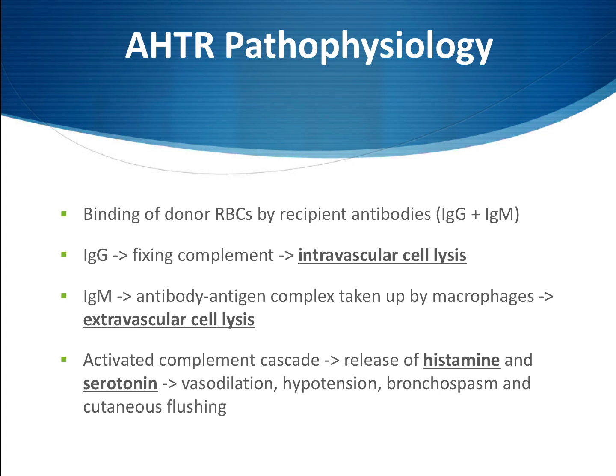But what it does, it activates your complement cascade. It releases histamine and serotonin. So you see a full-blown immunological reaction: vasodilation, hypotension, bronchospasm, cutaneous flushing. For me, this is kind of like an anaphylaxis where I know the antigen because I know the donor red blood cell was the antigen.